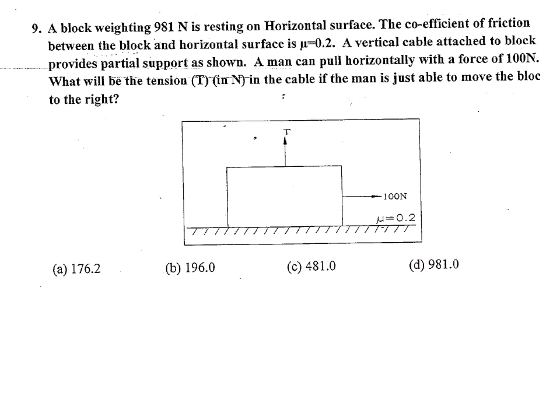A block weighing 981 Newton is resting on a horizontal surface. The coefficient of friction between the block and the horizontal surface is mu equal to 0.2. A vertical cable attached to the block provides partial support as shown. A man can pull horizontally with a force of 100 Newton. What will be the tension T in Newton in the cable if the man is just able to move the block to the right?